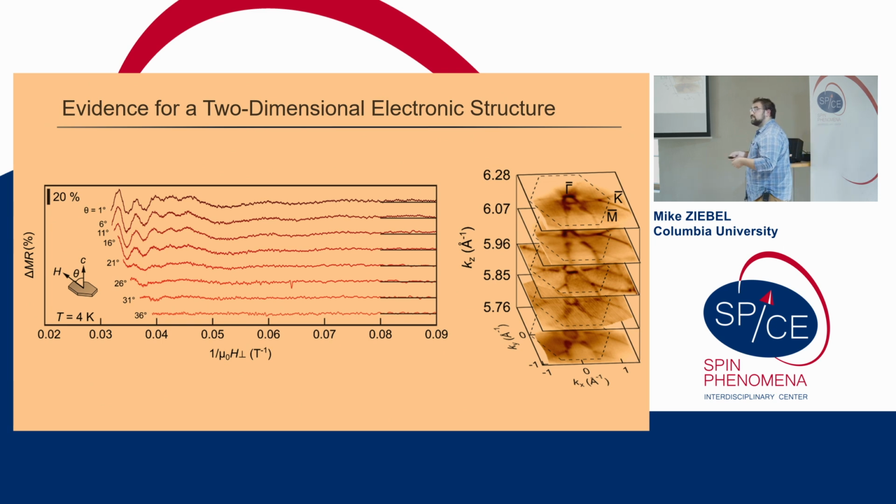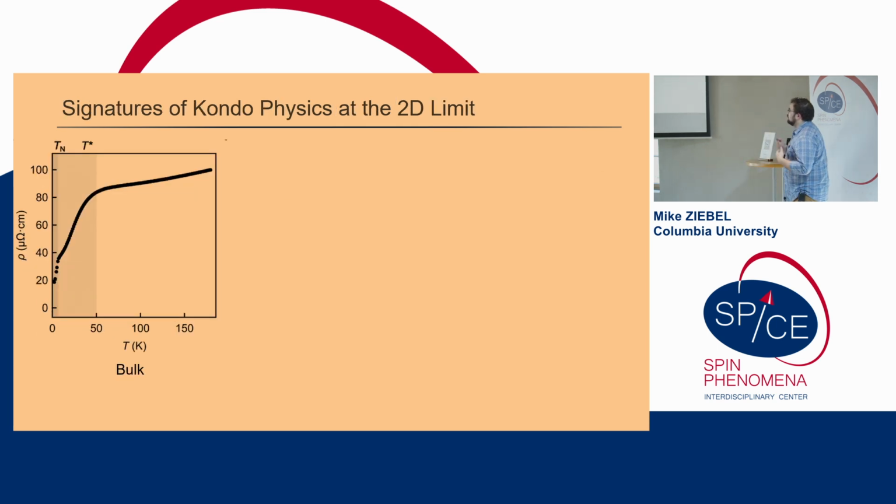And so all of this tells us that even in bulk crystals, the electronic structure of cerium silicon iodide is already quite strongly two-dimensional. And this allows us to perform 2D transport measurements. And this was in collaboration with Philip Kim's group at Harvard.